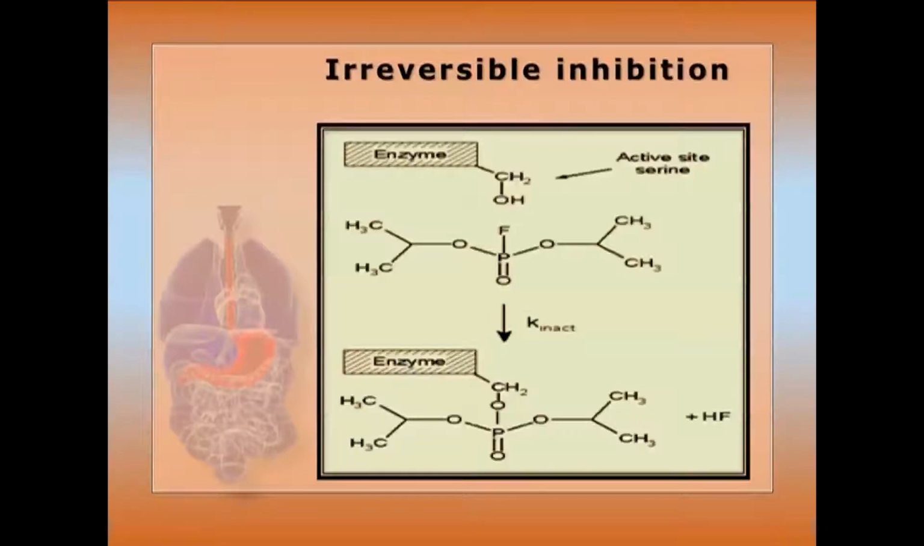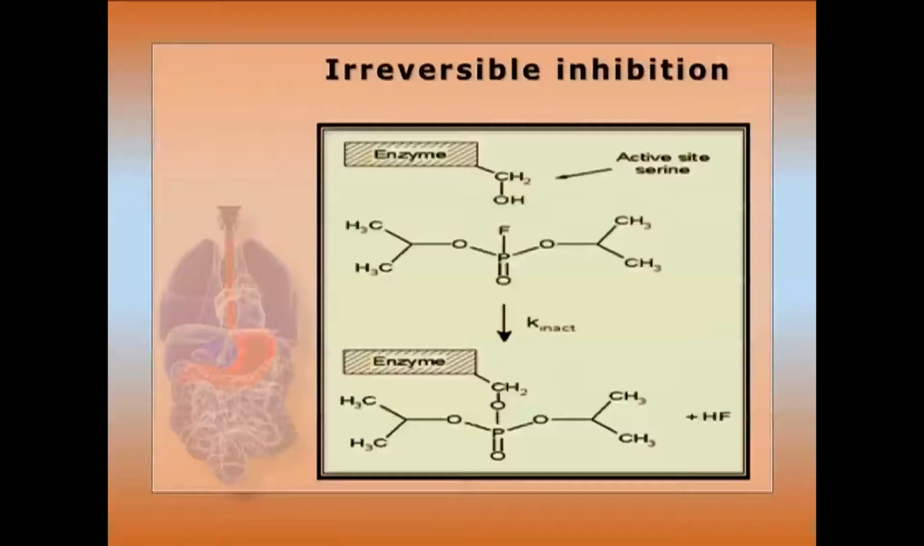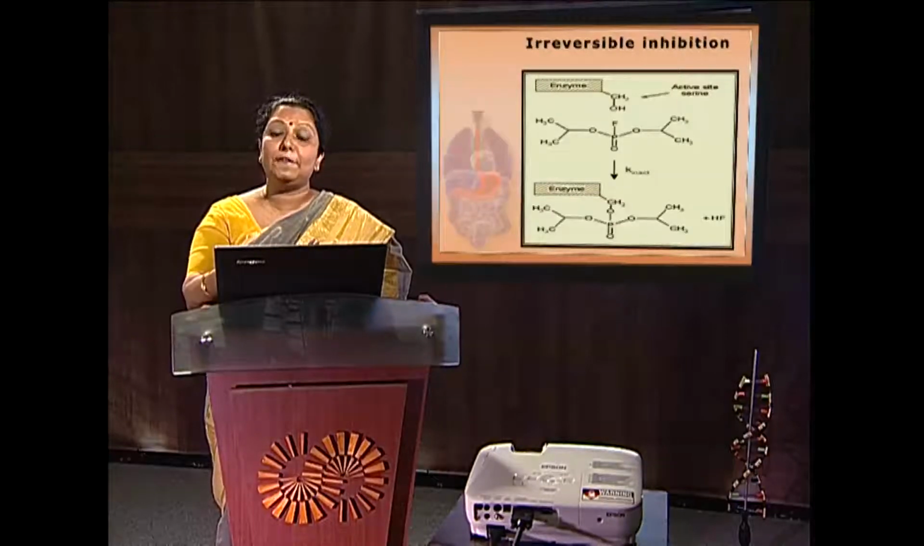Here the inhibitor makes a covalent bond with an active site amino acid like serine, cysteine, etc., and it cannot be reversed anyhow. Diisopropyl phosphofluoridate as well as mustard gas, nitrogen mustard and sulfur mustard make adducts with the serine hydroxyl group at the active site by making a covalent bond. It is permanently damaged and cannot be reversed back.